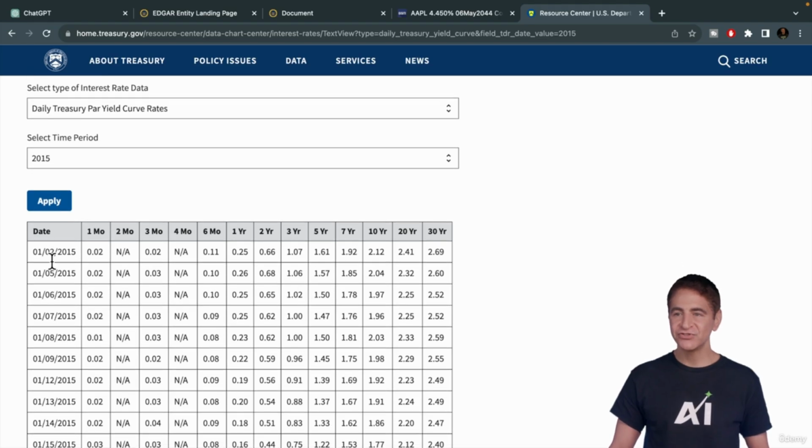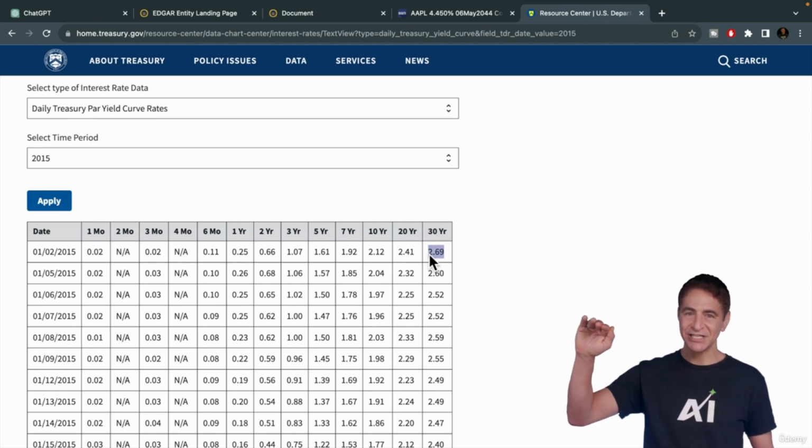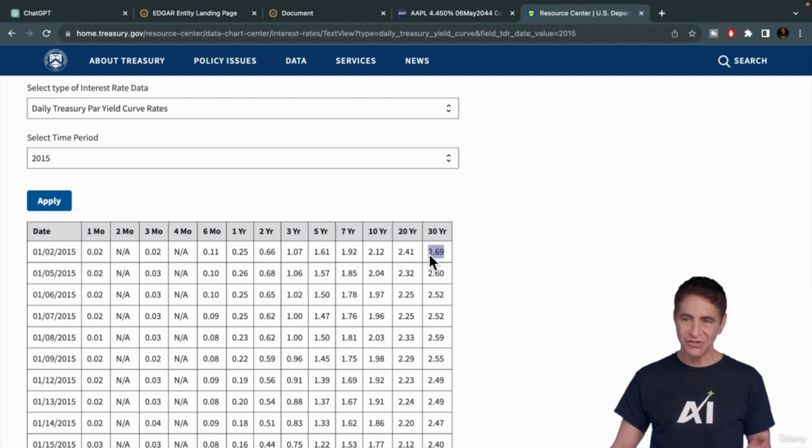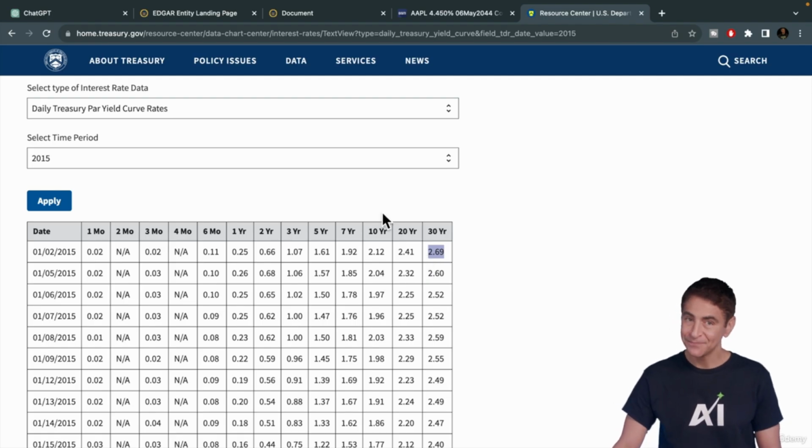So if we go back to January 2nd, 2015, the 1 month rate was nothing, and the long-term rate was a lot higher. It looked like this because people thought, well, in the future, things are going to be good, so they'll have to raise rates. That's a normal yield curve. Of course, we have the opposite of that right now.